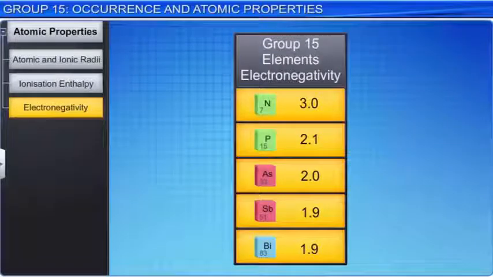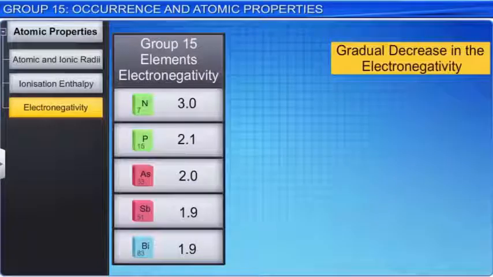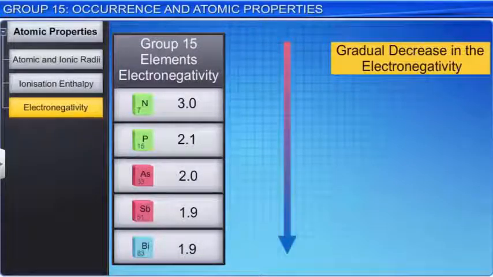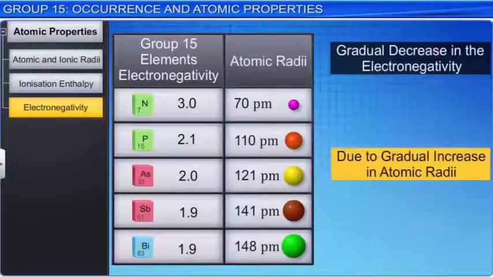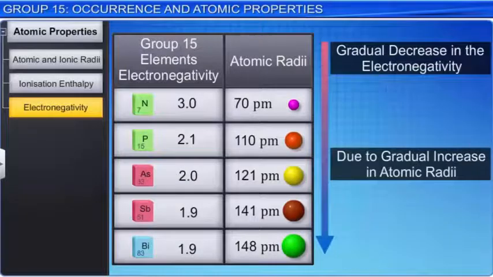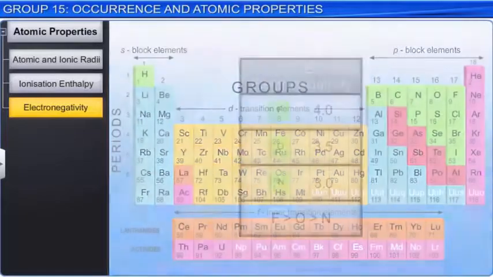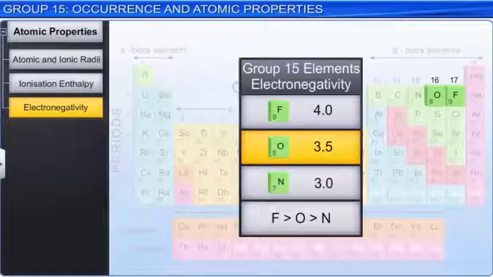As you can see from the table, the electronegativity decreases gradually on moving down the group from nitrogen to bismuth, due to the corresponding increase in the atomic radii. Note that after fluorine and oxygen, nitrogen has the highest electronegativity.